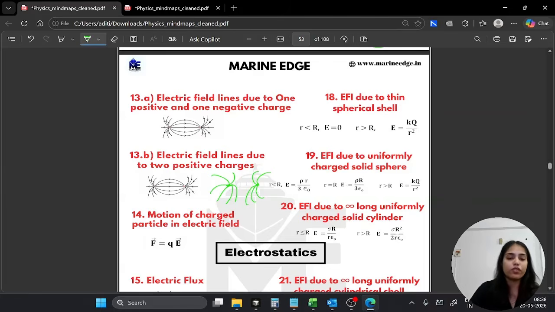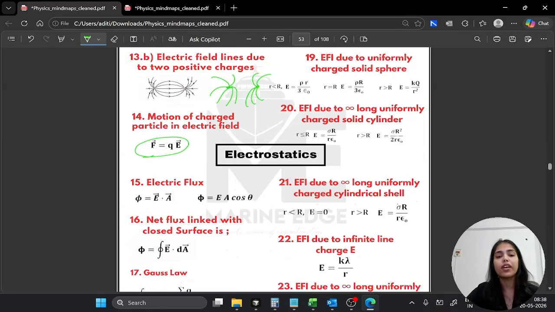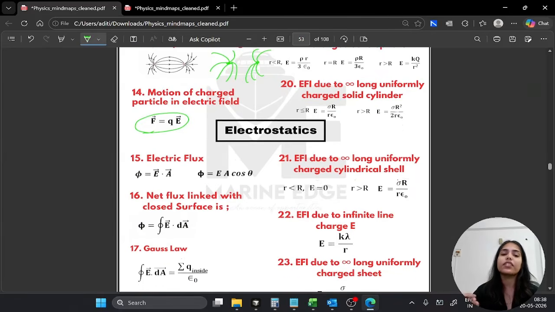Okay. Now, moving forward. Motion of charged particles in an electric field. If a charged particle is moving in an electric field, the force that is experienced is Q into E, where E is the electric field and Q is the charge of the particle. Next is electric flux. Electric flux is E dot A.